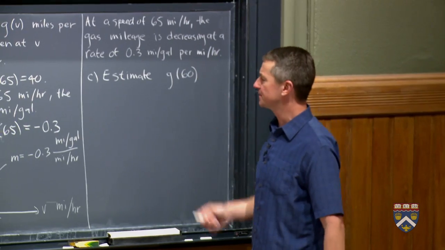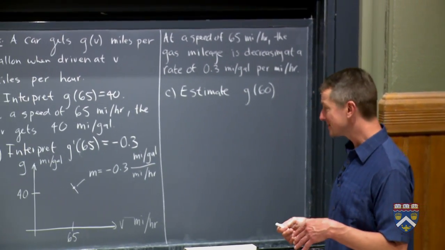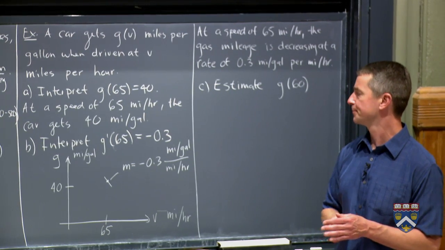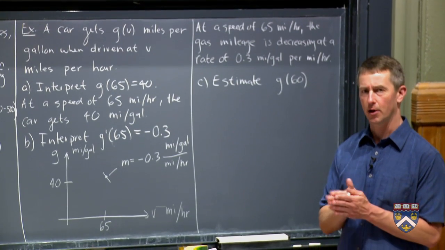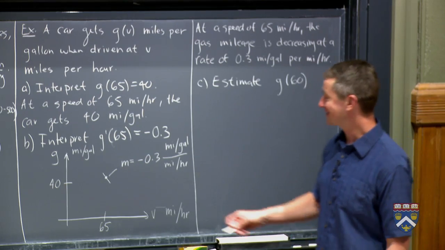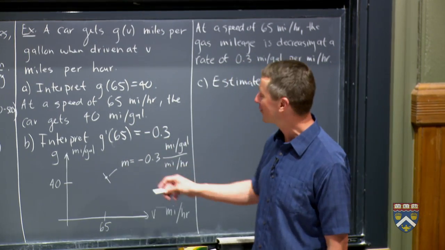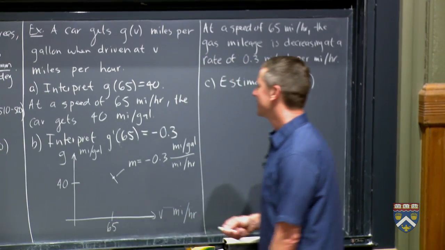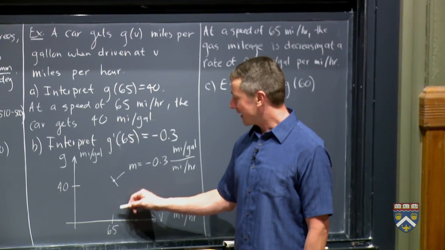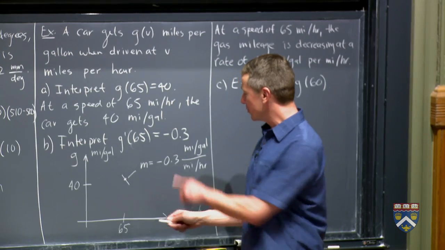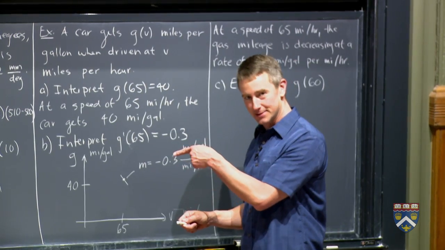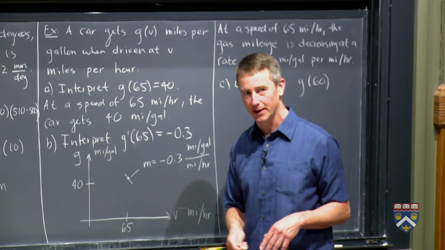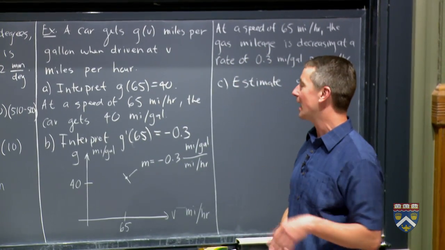And finally, let's estimate G of 60. So just a reasonable expectation. Should we expect G of 60 to be more than 40 or less than 40? I hope you agree it should be more than 40, because although this function is decreasing, we're going to the left, right? So we're going to go back to 60. So our estimate would be that if we go from 65 back 1 unit, we should go up 0.3 units. So if we go back 5 units, we should go back 5 times 0.3 or up 1.5 units.